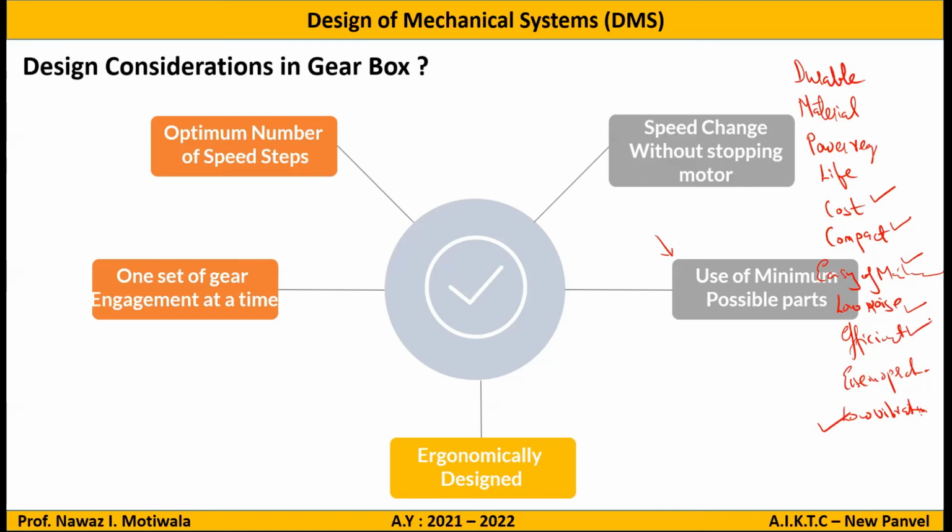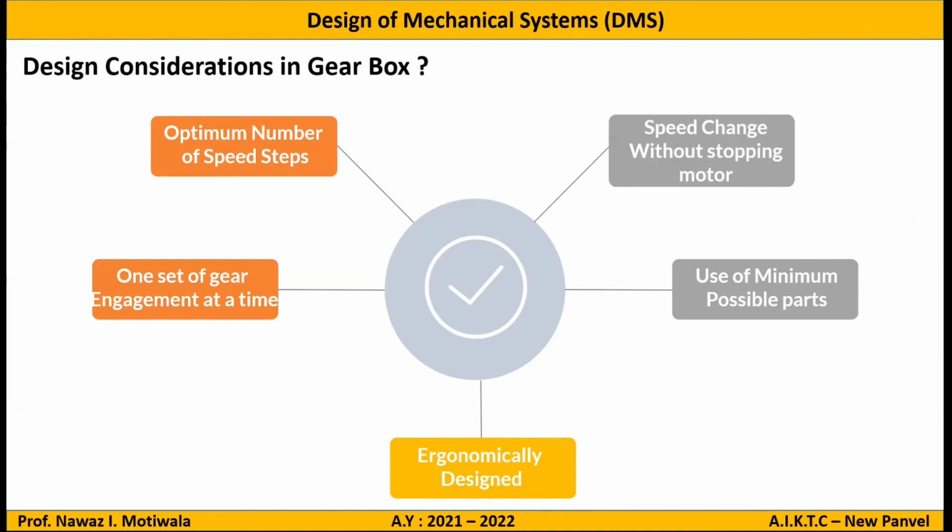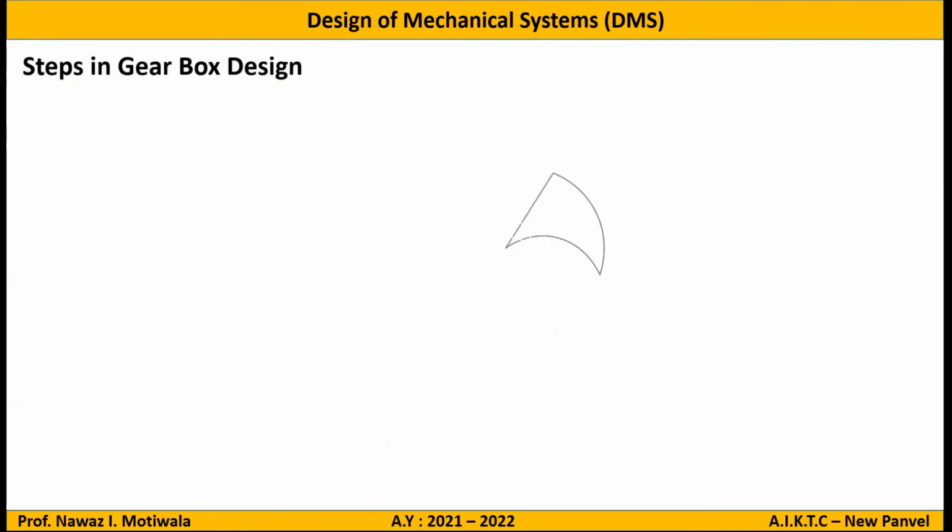Okay, so these are not the only 5 things I can say. There are many things as we have seen on the right hand side. The list is quite long. To name some of them, I have taken 5 on the slides. Till now, what we have seen is what a gearbox is, what the features of a gearbox are, and what the design considerations in a gearbox are. Now let us go to the main part, that is gearbox design. How to design a gearbox.